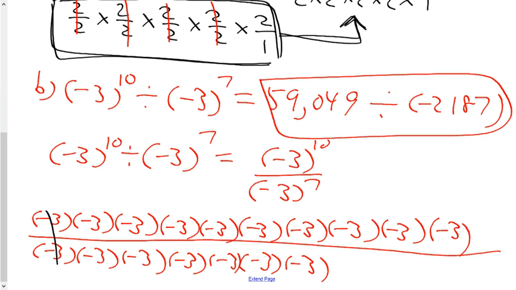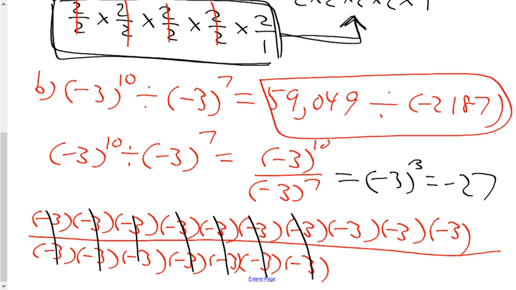If I put a line through it, why did I do that? Because it makes a 1, doesn't it? What about this one? And that one? And that one? What am I left with? Negative 3 cubed, right? Which is negative 27.